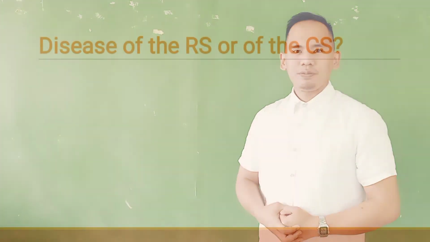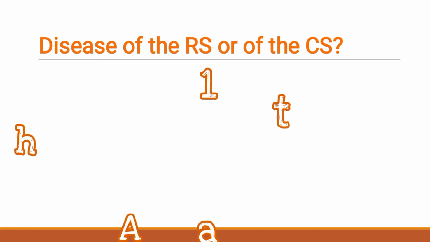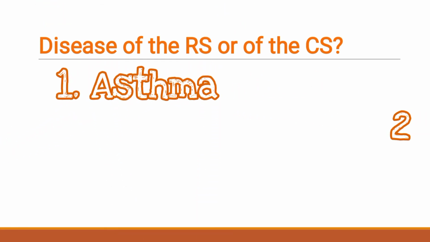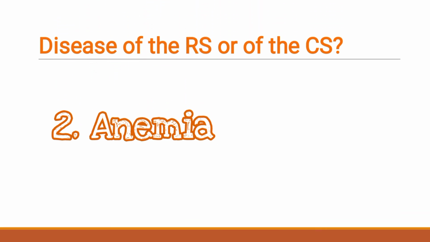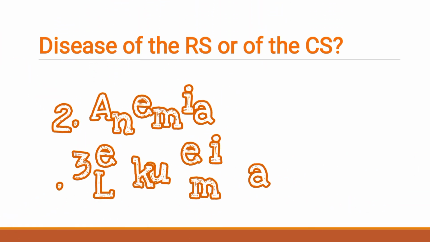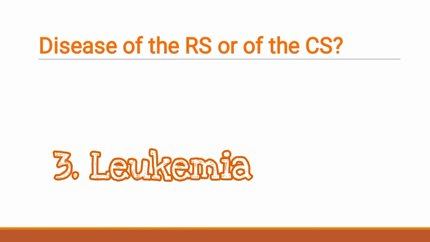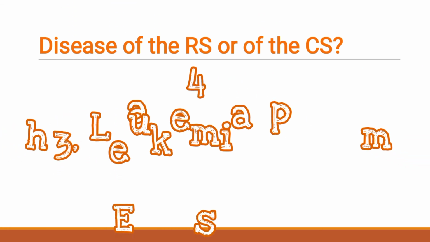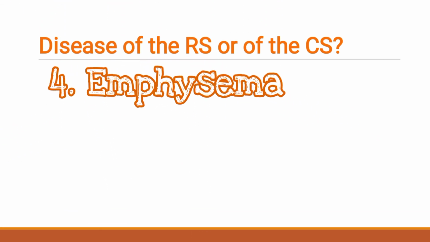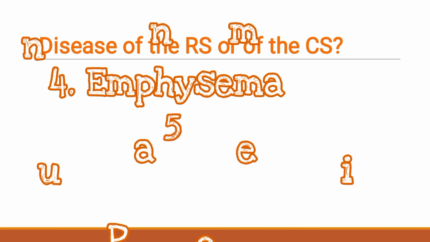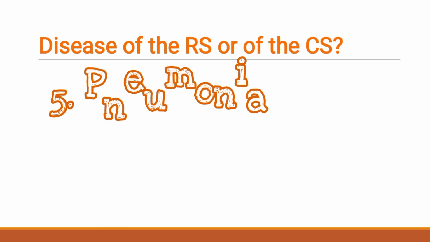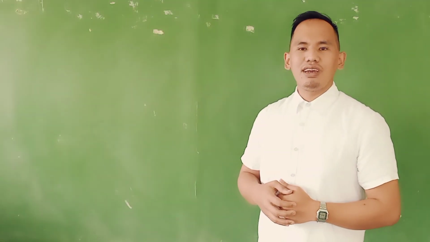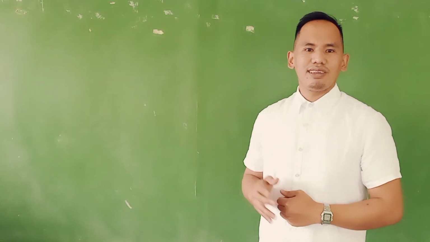Let's begin. Number 1, asthma. Number 2, anemia. Number 3, leukemia. Number 4, emphysema. Number 5, pneumonia. That's it. Now let's check if your answers are correct. Here are the answers.